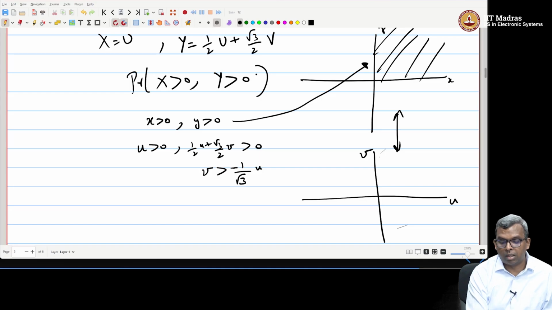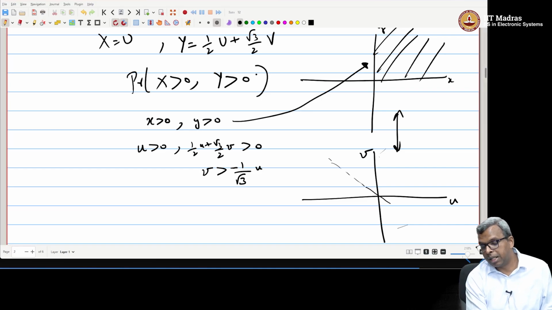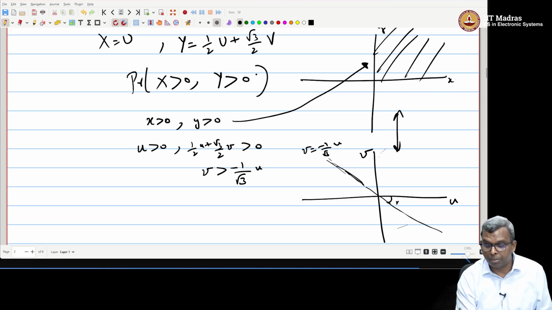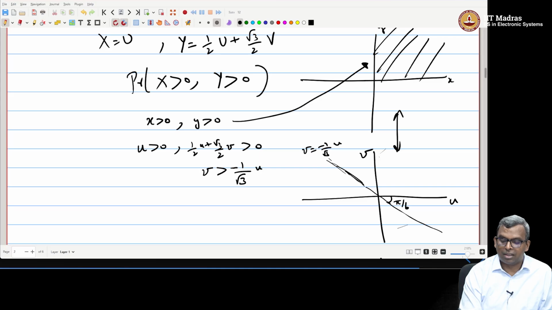So, you will have this minus 1 by root 3 is an angle, right. At what angle will you have this? It will be a line like this. This is, let us say, V equals minus 1 by root 3 U, and what will be this angle? This angle will be tan theta has to be 1 by root 3, and that will be pi by 6, isn't it? So, I think that is correct. Okay. So, this is pi by 6. So, this is tan theta as minus 1 by root 3, and you get the angle as the slope. Okay. So, that is that.